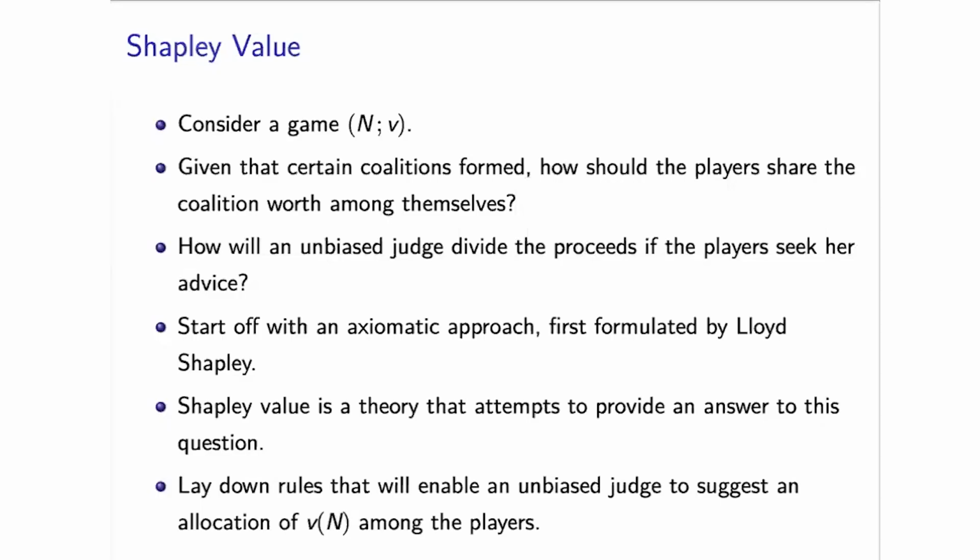Okay, so now we have all the tools to start thinking about the notion of Shapley value. Before we get into details, let us take a step back and make sure that we all understand what we are trying to achieve here. You're given a cooperative game (N, V), and you know that different coalitions can form. For each coalition that can be formed, how should the players share the coalition's worth among themselves, given that all these different coalitions can form?